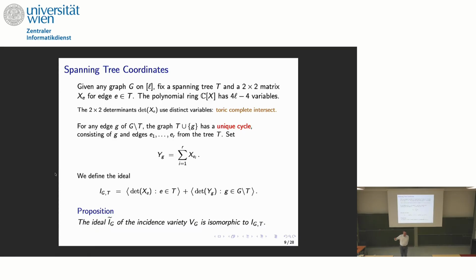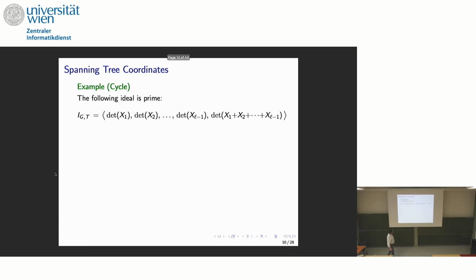So the true object, again, we're in Plücker coordinates, then we can use these affine coordinates, but it turns out that this formulation is the most efficient. Let's see one example. So for example, the cycle. Let's say we have a cycle.